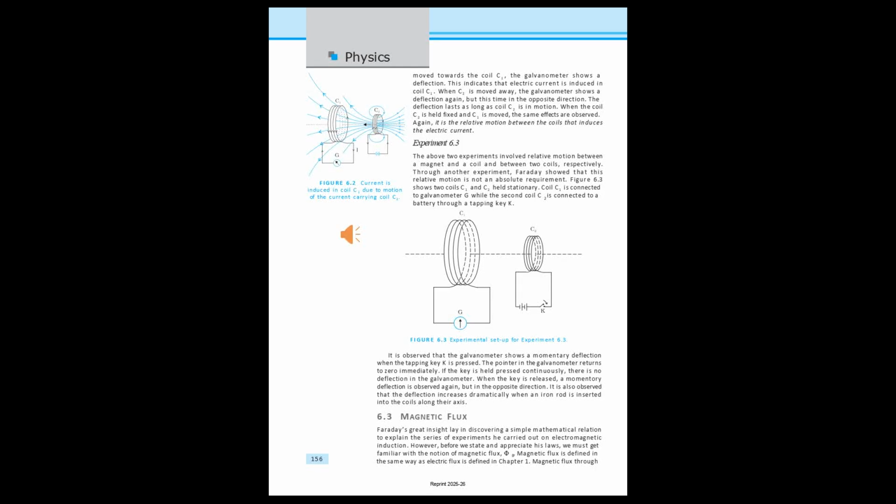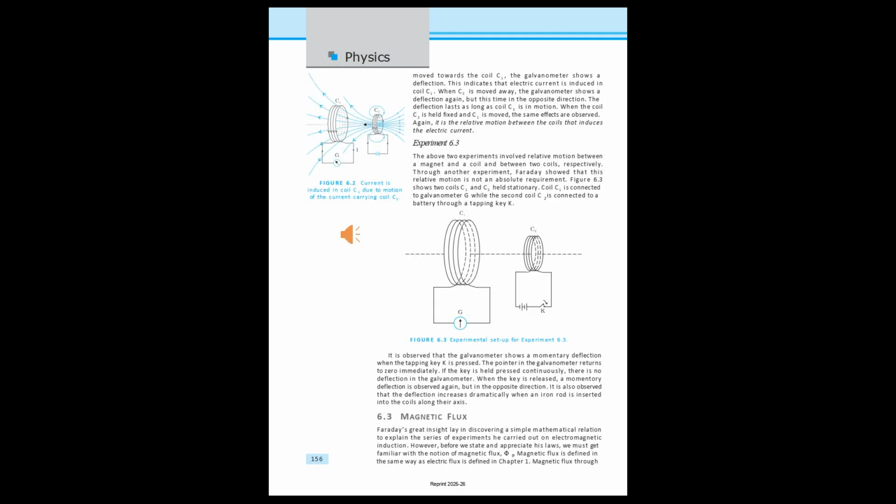When C2 is moved away, the galvanometer shows a deflection again, but this time in the opposite direction. The deflection lasts as long as coil C2 is in motion. When the coil C2 is held fixed and C1 is moved, the same effects are observed. Again, it is the relative motion between the coils that induces the electric current.